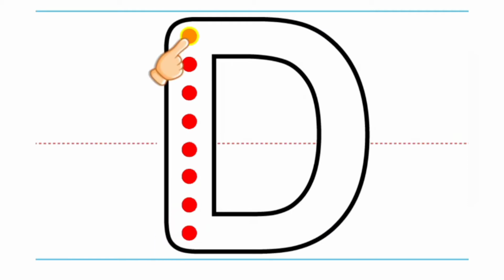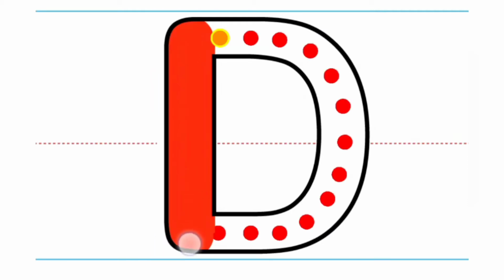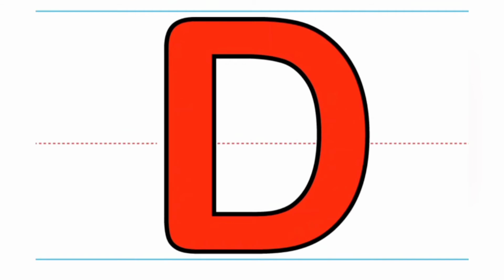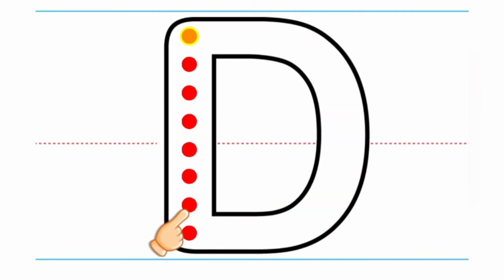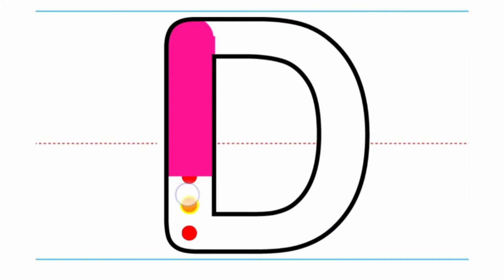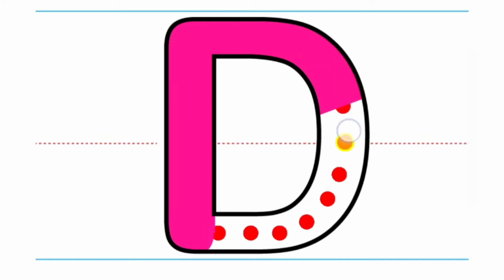See the hand first, standing line. After that, it is showing the right curve. Yes, what is that letter? That's the capital letter D. Again, standing line and the right curve. That's the capital letter D.